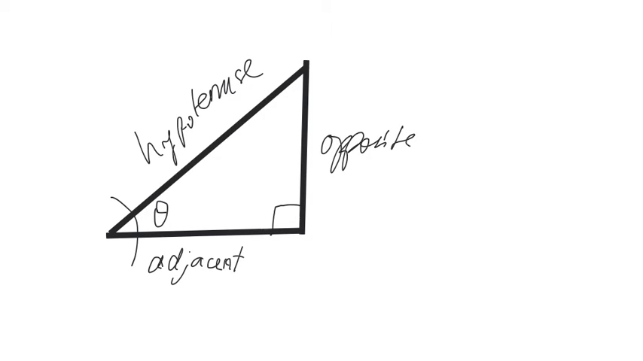Okay? So really I'm just introducing this terminology. One of these words you already know, hypotenuse is always the longest side. And these other words, adjacent and opposite, I'm indicating them because we're going to make use of them later on in this lesson.